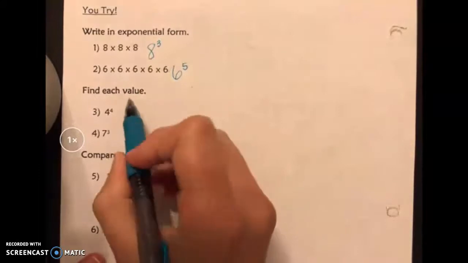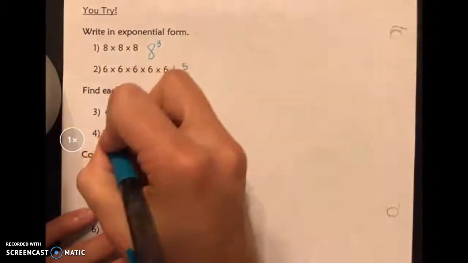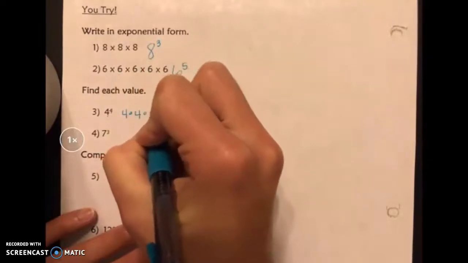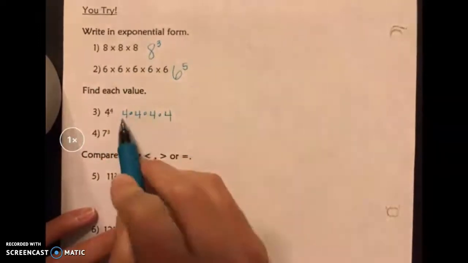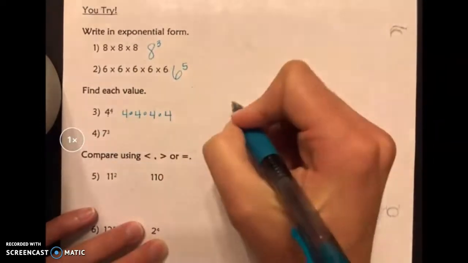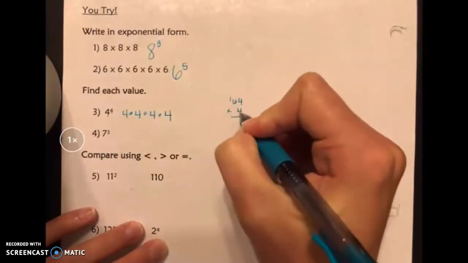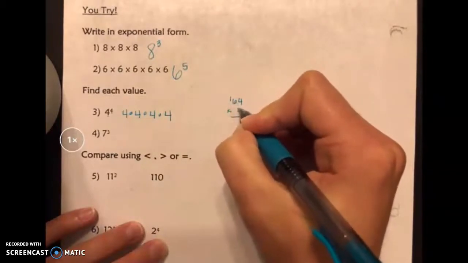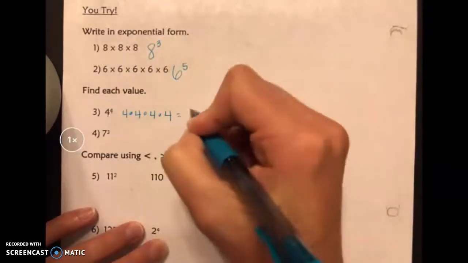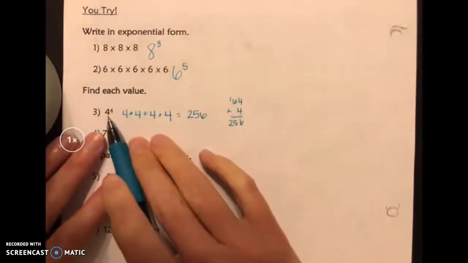All right, so now it's asking us to find the value. So in order to find this, we're going to probably want to write this in expanded form. So 4 raised to the 4th. That means I'm going to be multiplying 4 4 times. Okay, so 4 times 4 is 16. 16 times 4 was 64. And then we need to do 64 times 4. So we have 4 times 4, which was 16. I carried my 1. 6 times 4 is 24. 24 plus 1 is 25. So that means my value is 256. So 256 can also be written as 4 to the 4th power.